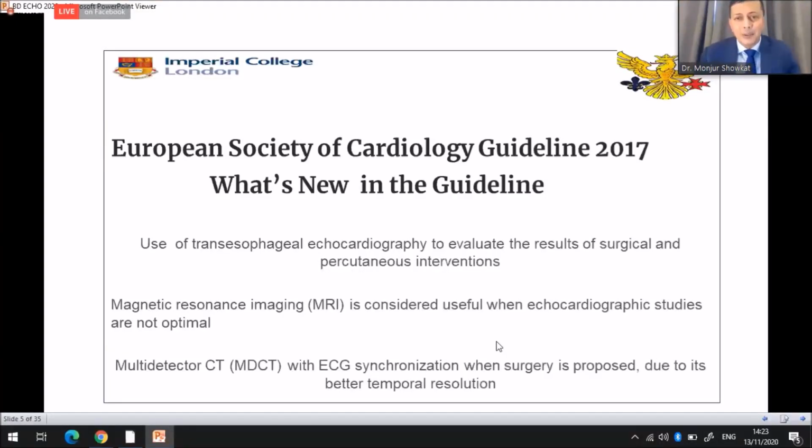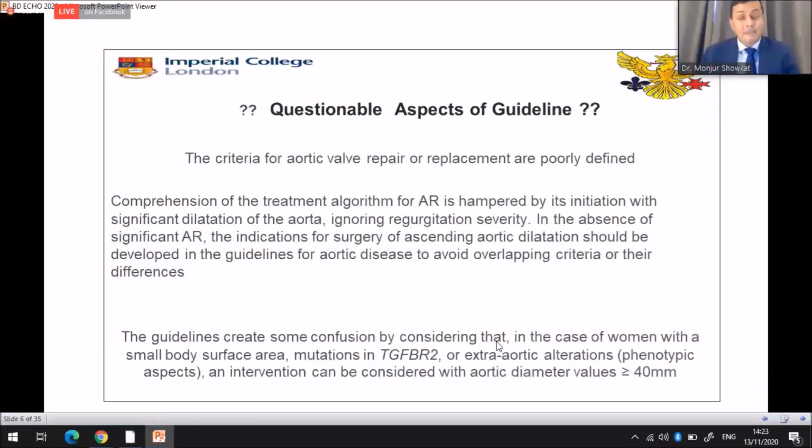Let's refresh the European Society of Cardiology guideline published back in 2017. What's new in this guideline? They suggested the use of transesophageal echocardiography to evaluate the results of surgical and percutaneous interventions, because percutaneous interventions are gradually becoming more common in practice. They also suggested that CMR is considered useful when echocardiographic studies are not optimal, especially for volume, and MDCT with ECG synchronization when surgery is proposed. What is the questionable aspect of that guideline? The criteria for aortic valve repair or replacement are poorly defined. When the working group sits next time, they will probably focus on this, because aortic valve repair is gradually becoming popular. The committee will need to think more.